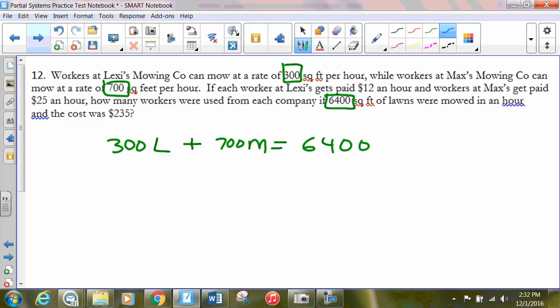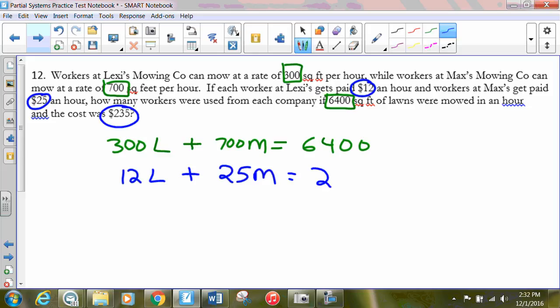Then we're going to look at the dollar amount. Lexi's workers get paid $12 an hour, so that's going to go with the Lexi workers. And Max's workers get paid $25 an hour, which seems like the better place to work if you ask me. And then altogether, our last dollar amount is the $235, so we're going to set that equal to $235. Once again, we're going to have two different equations that stand for two different things. In this case, we've got the rate of work equation, and in the next place we've got the money equation.